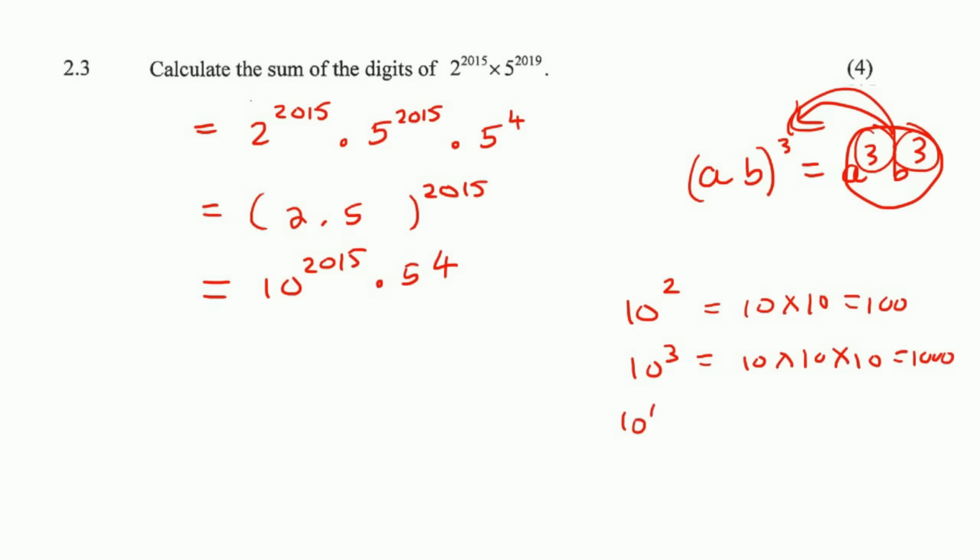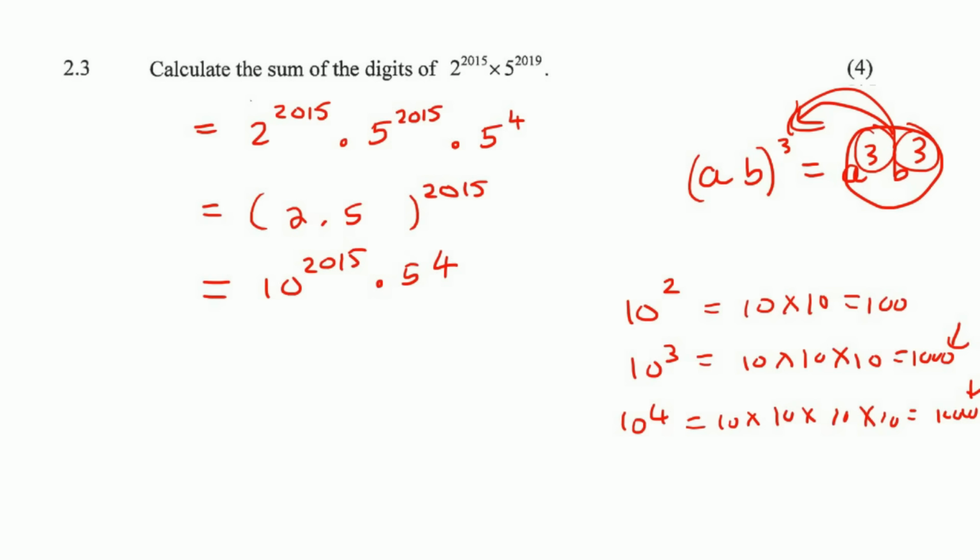So if I say 10 to the power of 4, it's just 10 times 10 times 10 times 10. So it's just going to be 10,000. So we're just adding on a 0 each time. So imagine 10 to the power of 2015. Well, that's going to be 2015 tens that you multiply together.